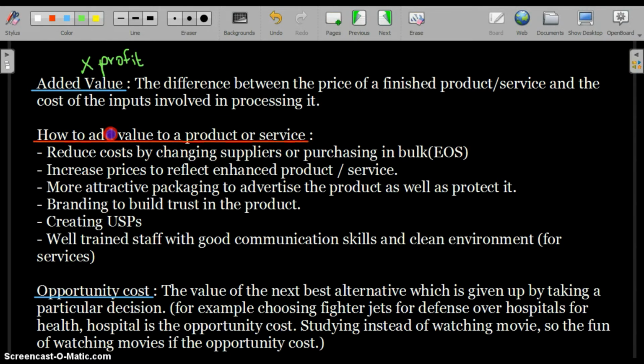So how can we add value to a product or service? We can reduce costs by changing suppliers or purchasing in bulk. If the cost is reduced, then there's a greater difference, so hence greater value. And if we purchase in bulk, we're going to be discussing more about economies of scale in unit 4, operations. Generally, whenever you buy not just one thing at a time as opposed to 100 items at a time, you'll get some discount when you're buying 100 items at a time.